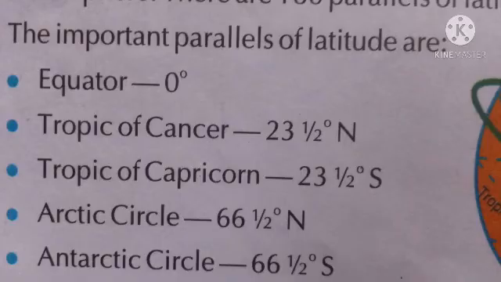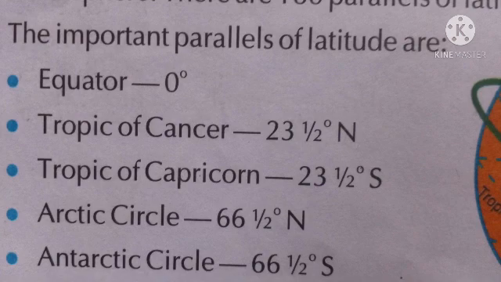Now, we come to take a glance at these factors. It means what is the value of the important latitudinal lines. The value of the equator is 0 degree and the value of the Tropic of Cancer is 23.5 degree north. The value of the Tropic of Capricorn is 23.5 degree south and the Arctic Circle value is 66.5 degree north. Like this, the Antarctic Circle value is 66.5 degree south.